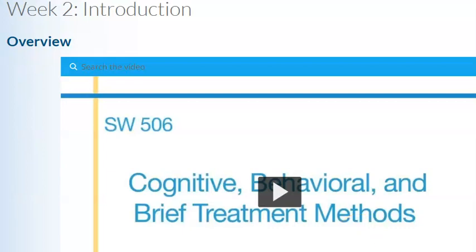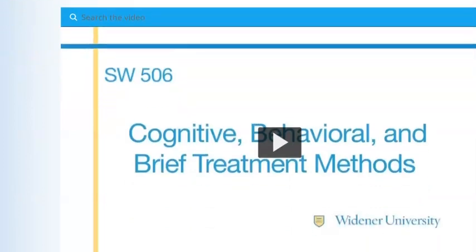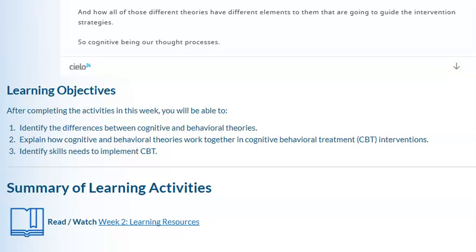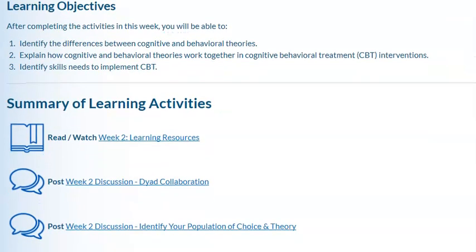So in the week 2 module, please first look at the overview video, and then our learning objectives are as follows. After completing the activities this week, you will be able to identify the differences between cognitive and behavioral theories, explain how those theories work together in cognitive behavioral treatment intervention, CBT, and identify skills needed to implement CBT.